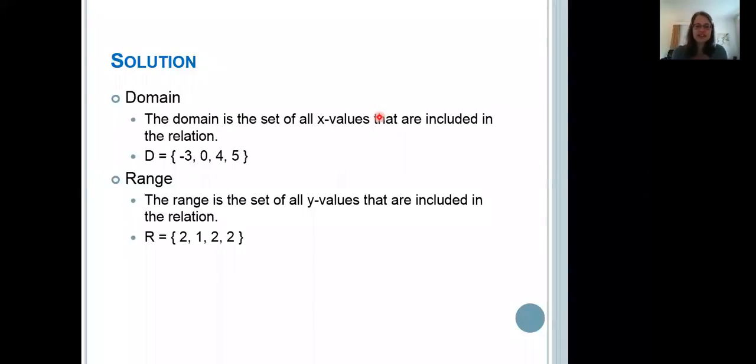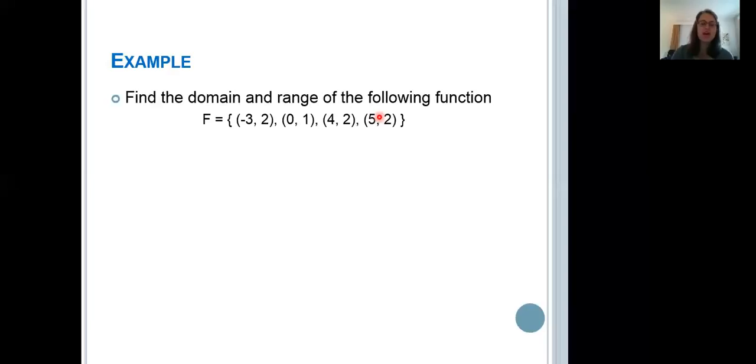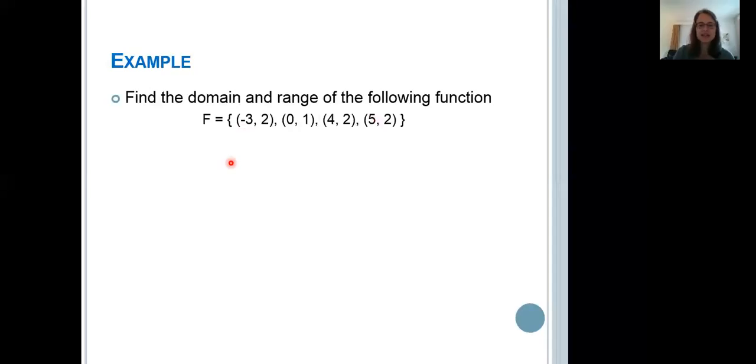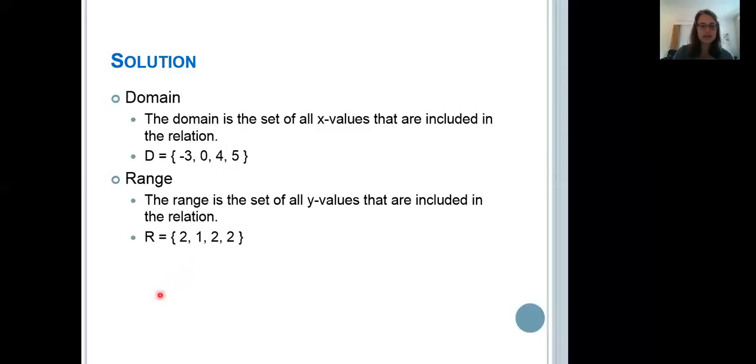So here it all is in glory. For this set, the domain is the set of all X's: -3, 0, 4, 5. The range is the set of all Y's: 2, 1, 2, 2, or the way we would actually write that is just in brackets 2, 1, because these are not ordered. Okay? When we give roster notation, we tend not to repeat repeated values. So we would just give the list 1, 2 as the range of this function.